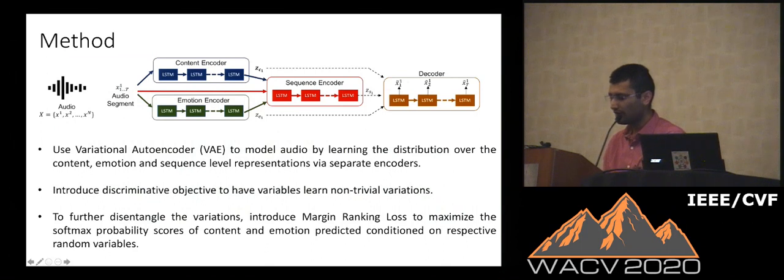Our method uses a variational autoencoder to model audio by learning the distribution over the content, emotion, and sequence level representations via separate encoders. We introduce a discriminative objective to have variables learn non-trivial variations for content and emotion. To further disentangle the variations, we introduce margin ranking loss to maximize the softmax probability scores of content and emotion predicted conditioned on respective random variables.